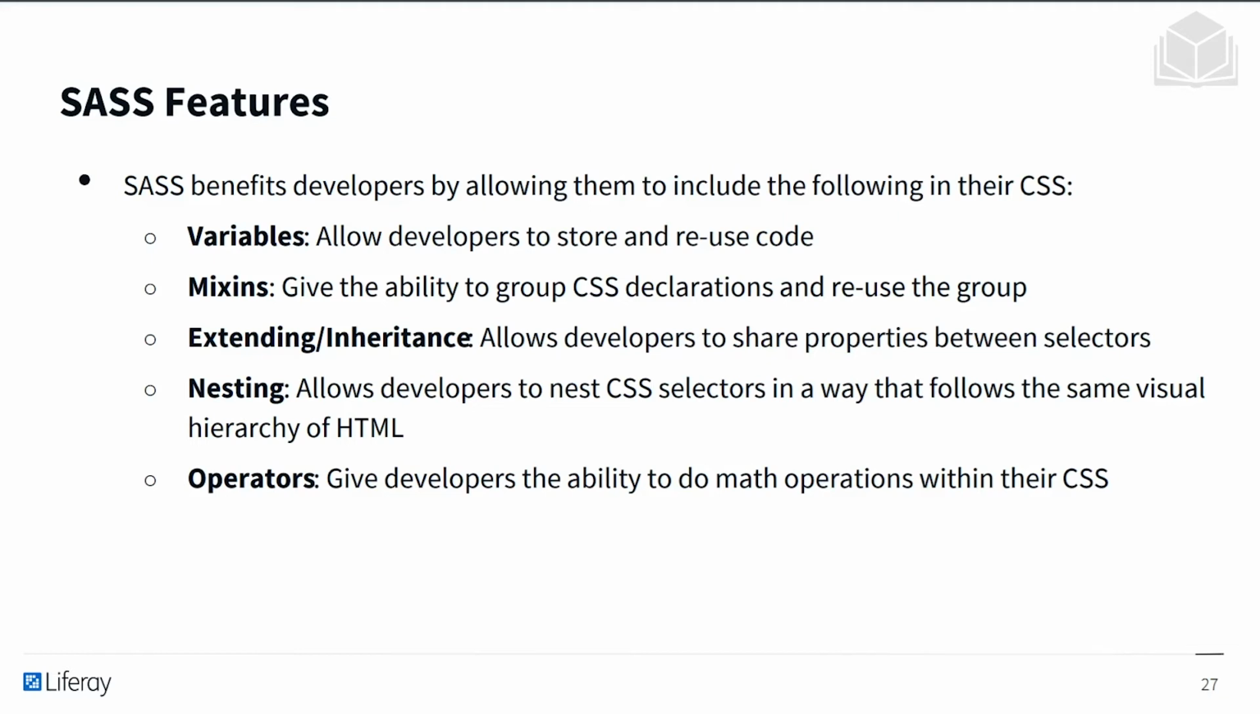You also have extending and inheritance, which allows developers to share properties between selectors. And then nesting, so developers can nest CSS selectors in a way that follows the same visual structure of HTML. And finally, you have operators, and this gives developers the ability to do math operations within their CSS.